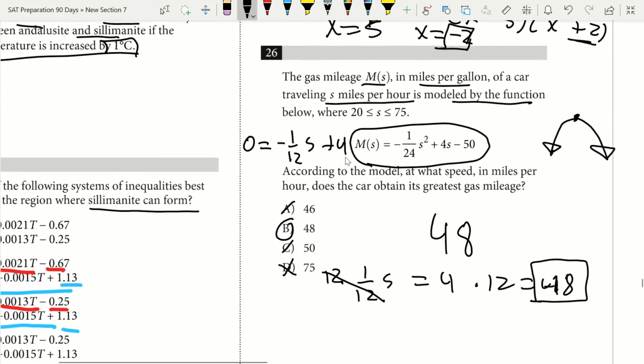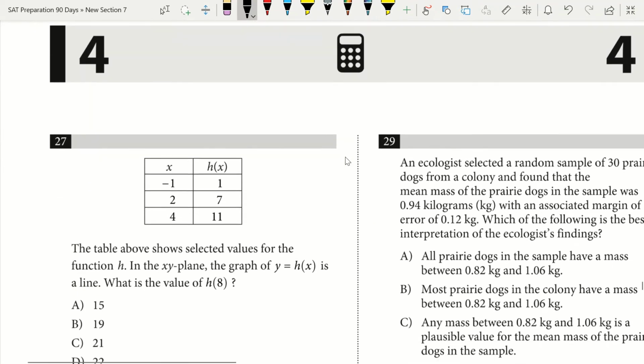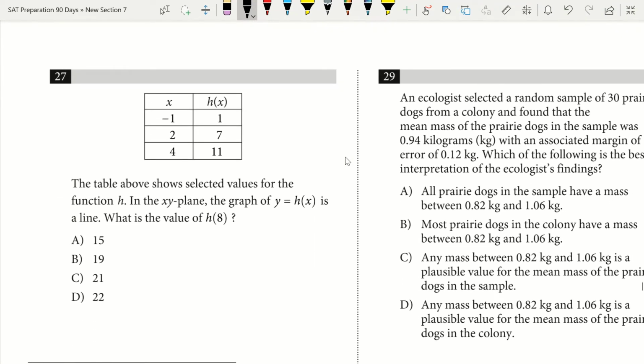26 answer was B, right? 48. That's how we got it both ways. Now we can go ahead and move on to 27. All right, now we got 27. So we got a table here. It's showing selected values for our function h in the xy plane. We got y equals h of x as a line. What's the value of h of 8?